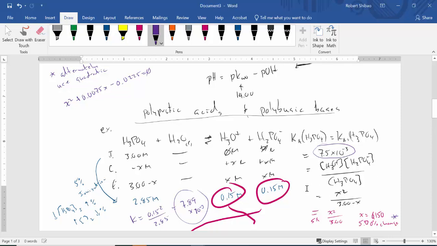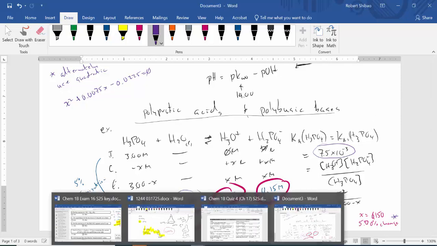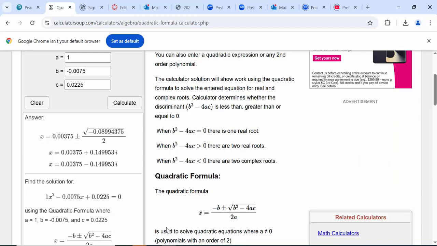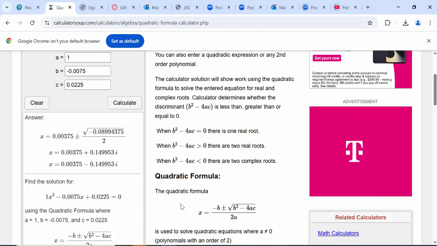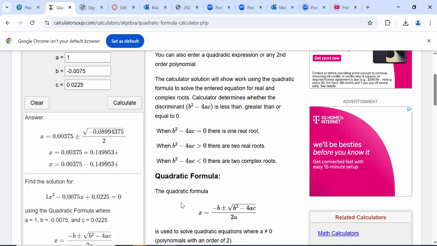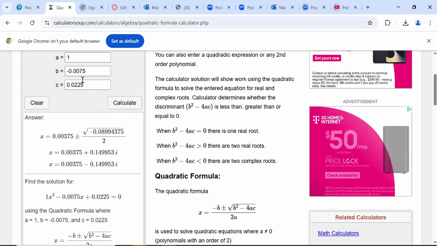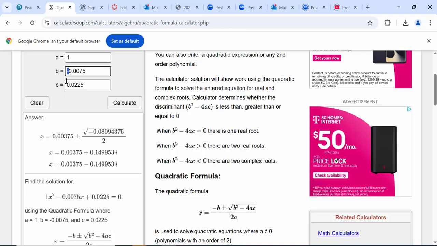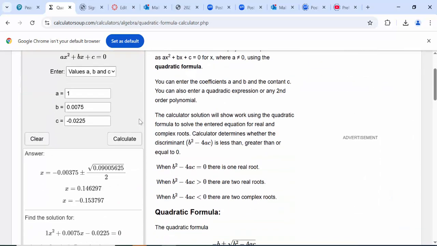So it's x squared plus 0.0075 minus 0.0225. I'm sorry? Oh, okay. Let me try that. Oh, yeah, you're right. It's minus 0.025. Let me calculate it. Thanks.